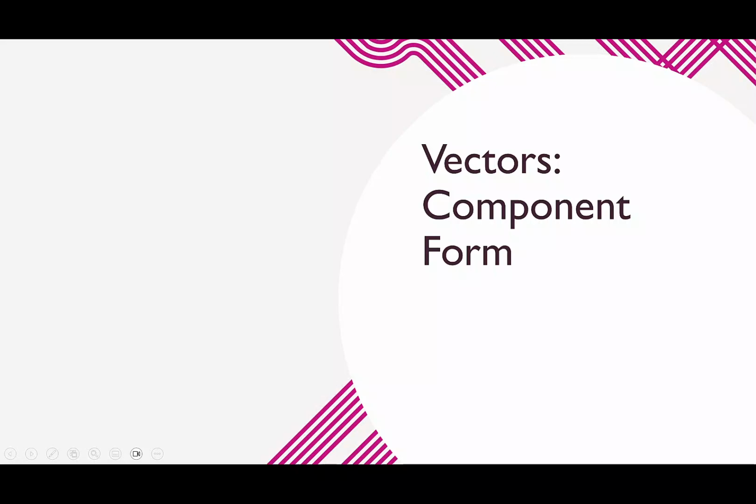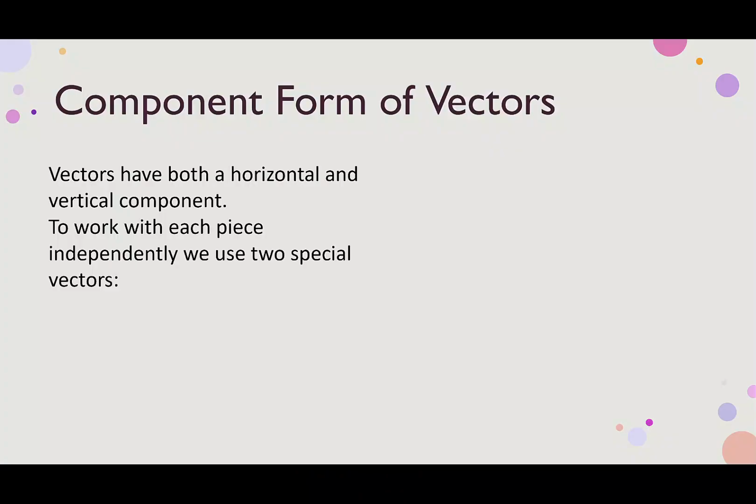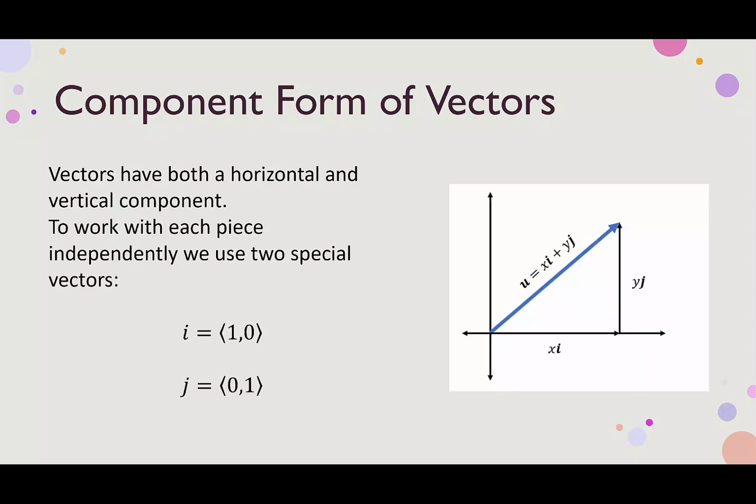Hi everybody, today we're going to look at a second way to write vectors, which is called the component form. When we talk about vectors, they have both a horizontal and a vertical piece, which we're going to call a component. To work with each piece independently, we use two special vectors. We use the vector i, which is equal to <1, 0>, and the vector j, which is equal to <0, 1>. That means we can take any vector u and think of its first component as a scalar that we multiply by i. Then we take the second component, think about it as a scalar, and multiply it by j.